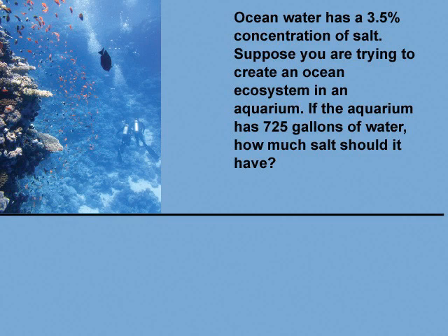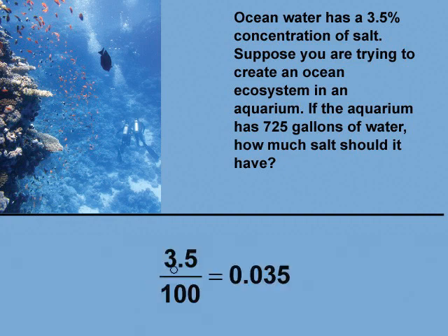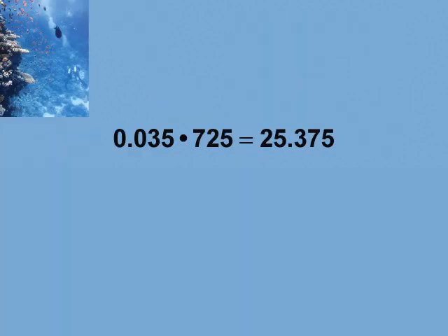We want to find out the amount of salt in a 725-gallon aquarium of ocean water. In other words, find 3.5% of 725. We know that 3.5% can be written as a fraction, 3.5 over 100. This can then be written as the decimal 0.035.